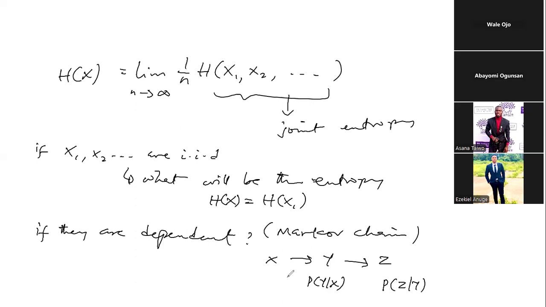I don't know if you get what I mean. Here we have P of X. So in this Markov chain distribution, we are now going to begin to talk in terms of conditional probabilities because there is some level of dependence.